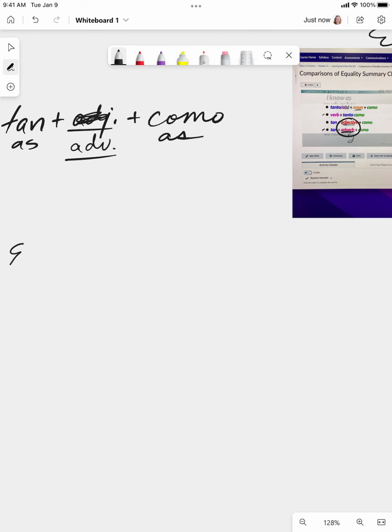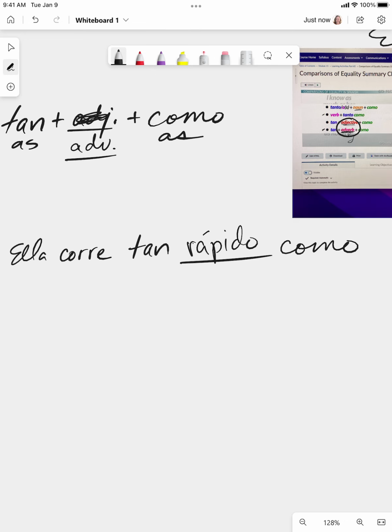Okay, so I had to think for a second. Ella, and remember we're comparing a verb, so we have to have some sort of verb here. So she eats, she runs, she sleeps, she talks, she walks. You've got to conjugate it according to the person. So she runs as quickly as the Olympian. Okay, corre tan. What's my adverb for quickly? Rápido. Como... I can't think of an Olympian right now, but the Olympian. Okay, we'll use some Spanglish in that sentence.